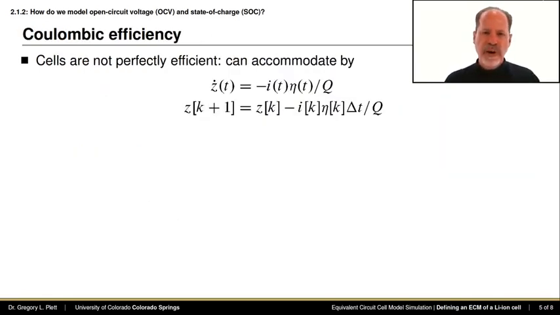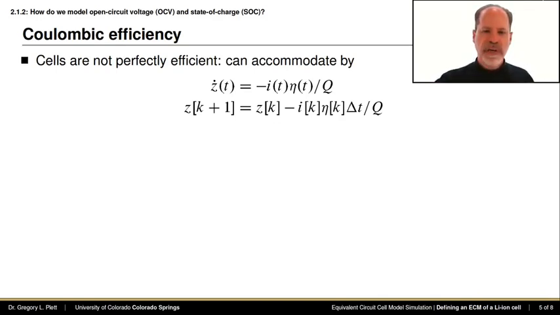So we've gone from a very, very simple model, too simple, to one that's a little bit better, and we're going to refine it even a little bit more. Our next attempt at improving the model is to recognize that battery cells are not perfectly efficient. It turns out that not all of the charge that I put into the battery cell when I'm trying to charge it is actually used to raise the level of state of charge.